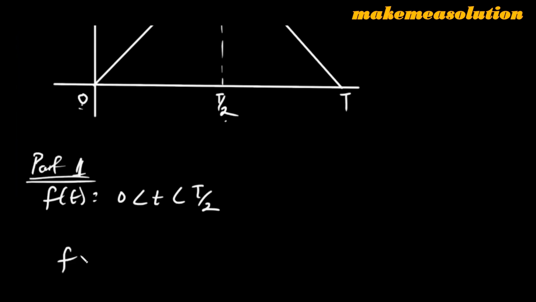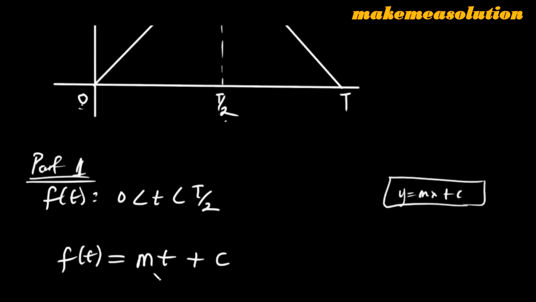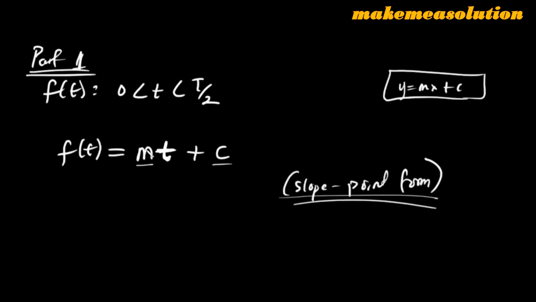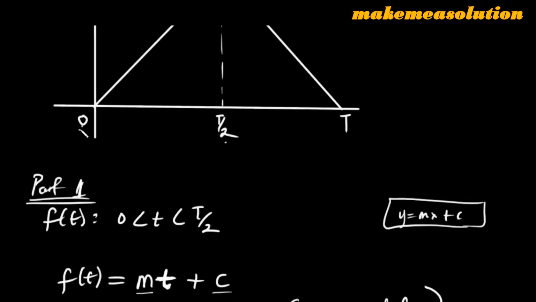So you can just define f of t as a straight line, mt plus c. Remember, y is equal to mx plus c. Since we are in the time domain, your x is now transformed to t. So mt plus c. Remember, m is slope and c is intercept. So how do you actually find the value of m and c? I'm going to advise you to use a pattern called slope point form. The slope point form is a formula to determine the value of a function in a particular period of time. The period of time is from 0 to T over 2.